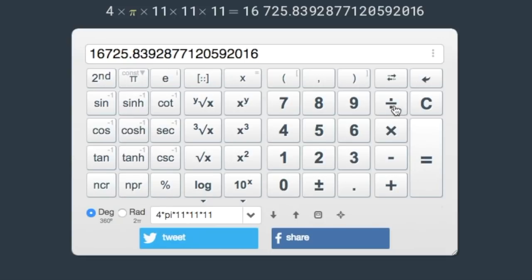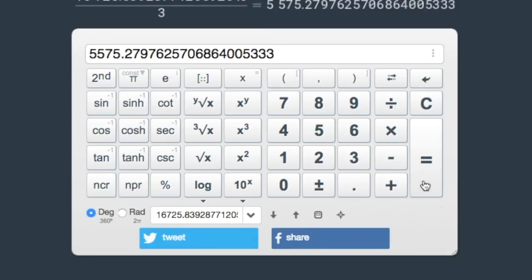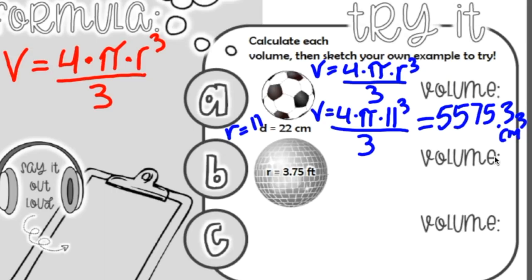And our very last step for the sphere is to take that big, huge number that we got by multiplying everything on the top of our fraction and divide it by 3. That is just what our formula says. So we have 5,575 round up to 3. 5,575.3, and that is centimeters cubed. Centimeters cubed. All right, let's do one more before I give you your own.